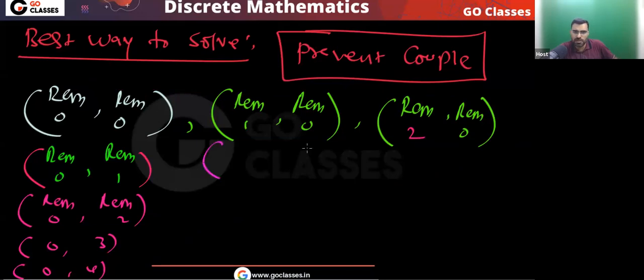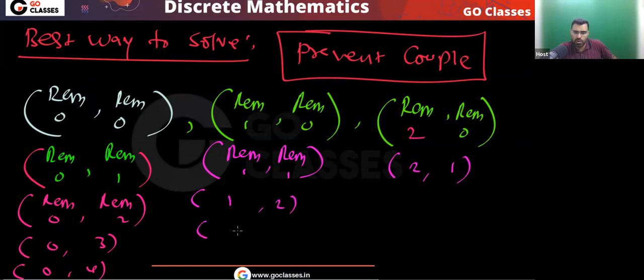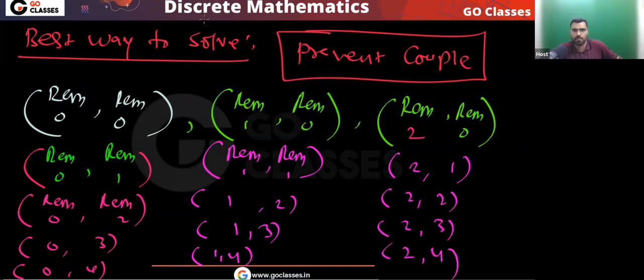Now you tell me what I can do. The same thing. Here I can take remainder 1. Here remainder 2, 1. Here, what will I do? I will keep it the same, but 1, 2. Okay, I will make it 1, 3. I will make it 1, 4. Then I will make it 2, 2. Then 2, 3. Then 2, 4. So far, did you get a couple? Please tell me. So far, there is no couple. You can check it out.